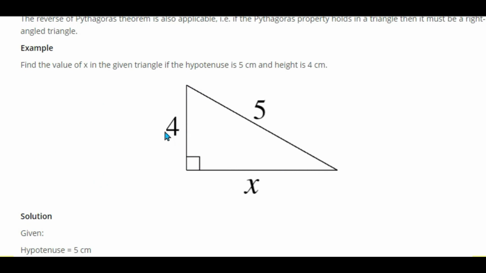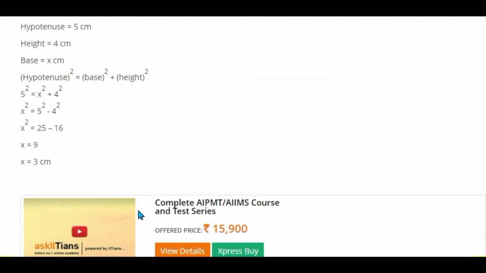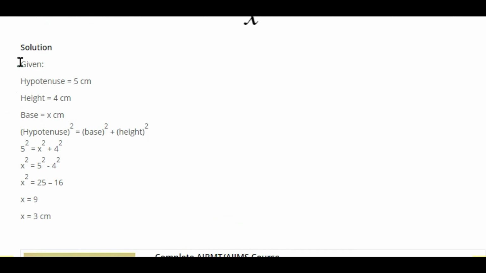So here, what is the solution for this? Try with this formula. This will be equal to the hypotenuse. So here you can write 5. The square of 5 is 25. Whereas for 4 and x, we have 16 and x squared. So 25 minus 16 equals 9, so the answer is 3. Here you get the solution.